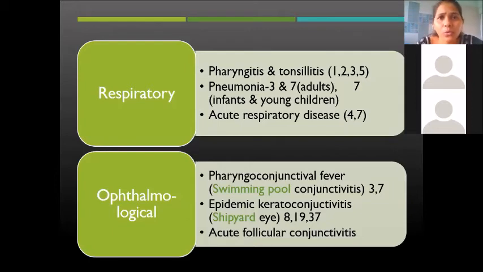So one is pharyngoconjunctival fever, that's known as swimming pool conjunctivitis. You remember swimming pool granuloma? Right. Then when we speak about free-living amoebae, primary amoebic meningoencephalitis is also caused due to swimming, not in a pool, but in a lake where the Naegleria fowleri enters through the nose. And this is another swimming pool conjunctivitis caused by adenovirus 3 and 7. That's also called pharyngoconjunctival fever.